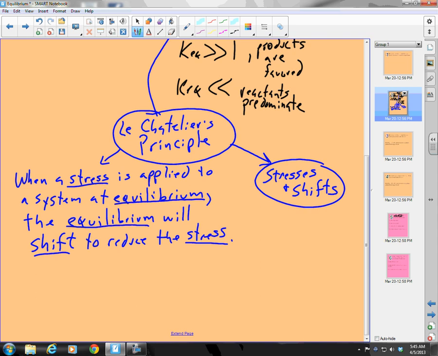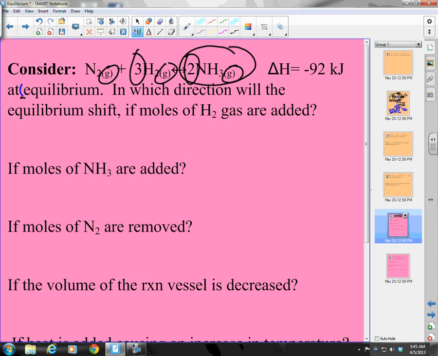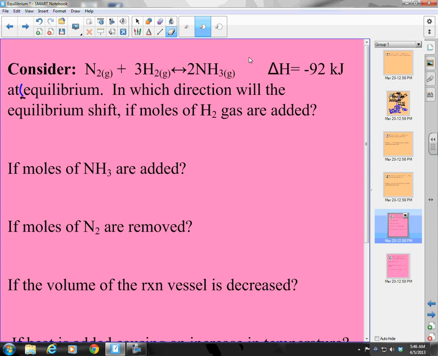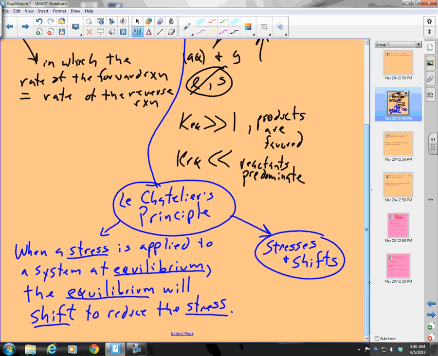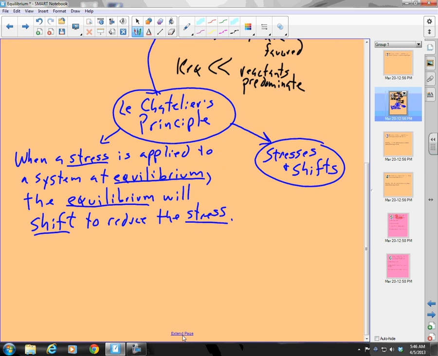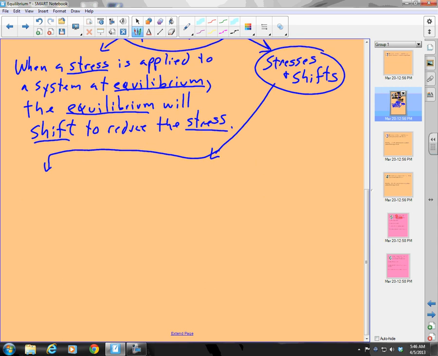Okay, good. So let's go back to our question, and we have several of these stresses laid out here. Number one, what happens if I add moles of hydrogen gas? So that means I'm going to change this. All right. So I have a system at equilibrium, and I'm going to change my reactant, and I'm going to add more moles of hydrogen. What does that really do? Well, what am I really doing here is I am changing concentration.